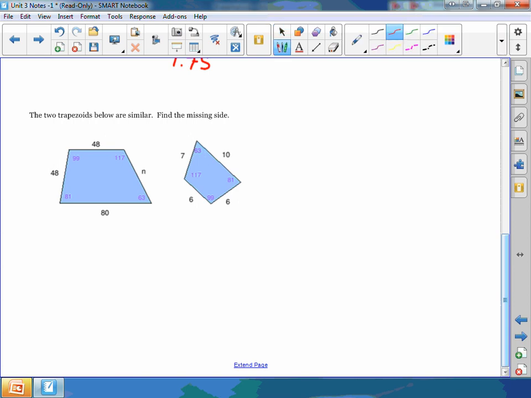If it would help you, you could certainly label the vertices. These were certainly not drawn to scale, by the way. If you're looking at them and thinking, wait, this doesn't look like it's drawn accurately, that's because it's not.